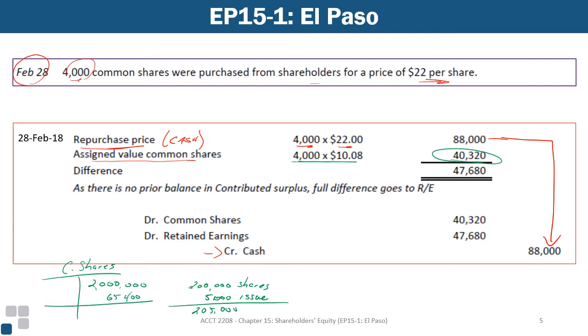and those 5,000 shares were allocated $65,400. So prior to this transaction, the balance in the common share account would be $2,065,400, and if we divide that by the number of shares, we get $10.08. So this is the average book value per share, the book value per common share.